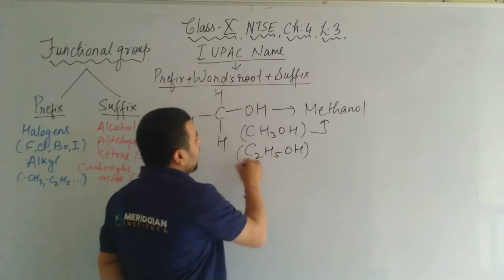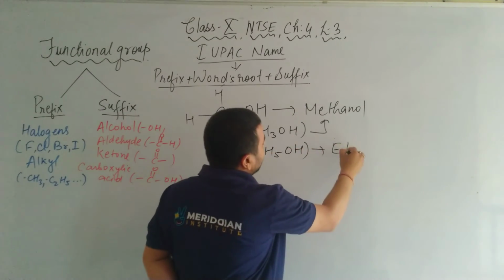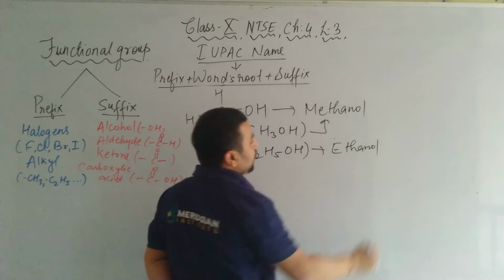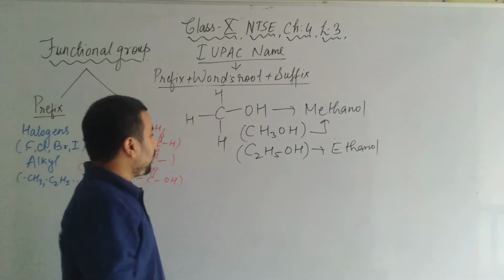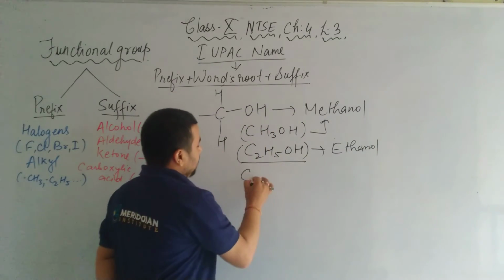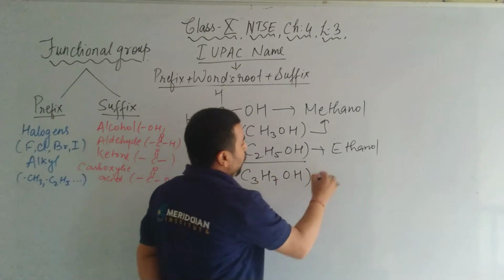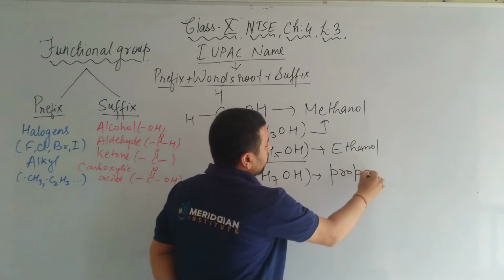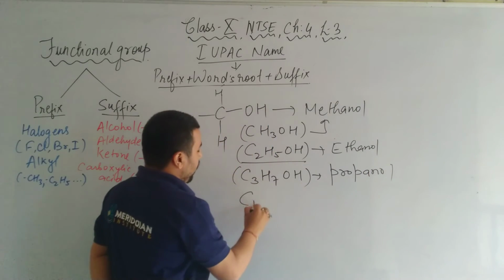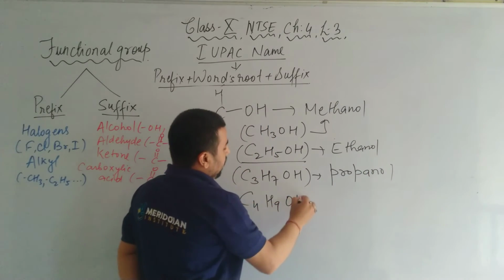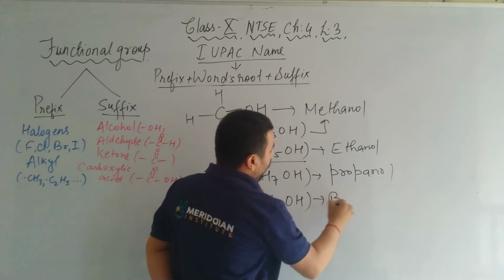C2H5OH. This is the real alcohol. It's known as ethanol. Alcohol, you know all, right? So here this is ethanol. C3H7OH. This will be known as propanol. Similarly, C4H9OH. This will be known as butanol.